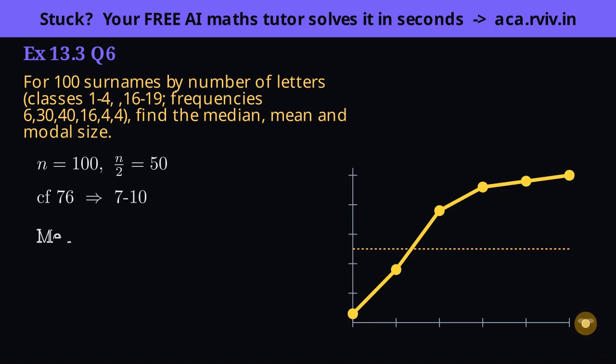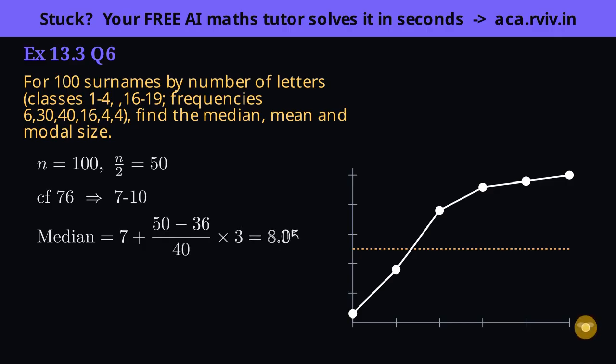Read off L 7, CF before it 36, f 40, h 3, and substitute. We need 14 more past 36, out of 40, so we step 14/40ths of the width 3 in, landing on 8.05. The mean, using class marks over all 100 surnames, comes to 8.32. And the mode, using that same model class 7 to 10 in the mode formula, is about 7.88.